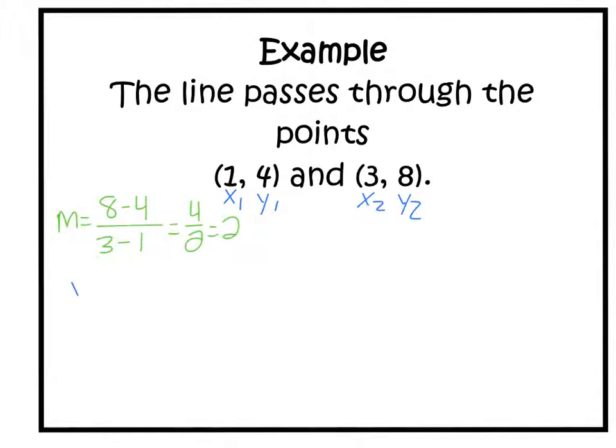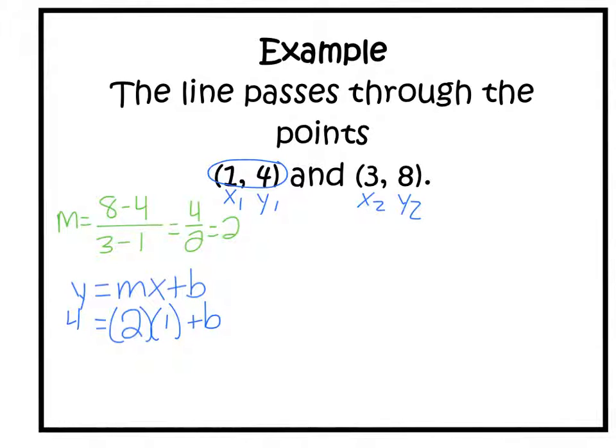Now in my equation, y equals mx plus b, I can substitute in my slope of 2 for m. I also know x and y. I can choose to use this x, y or this x, y, and it doesn't matter which one. I'm going to choose to use the first one for no particular reason. So instead of y, I'll write 4. Instead of m, I already wrote my slope. And instead of x, I'll write 1. And my y-intercept is still unknown. Now I can solve this equation just like I've been doing for a few days now in order to find my y-intercept.